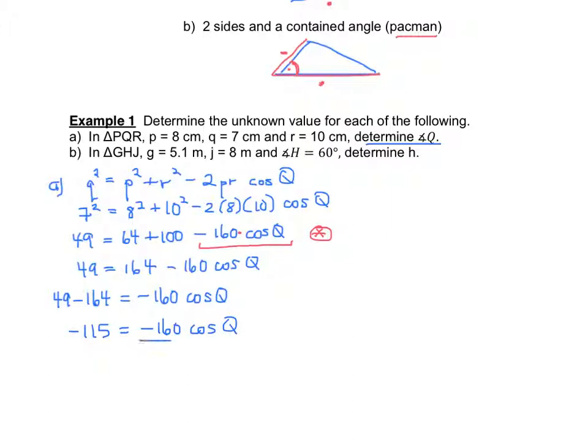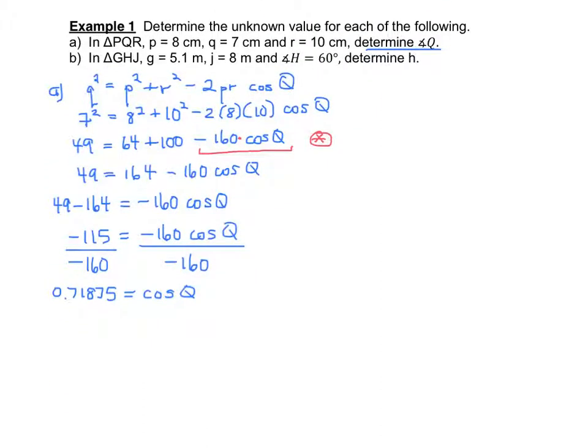Now we're trying to get cos Q by itself, so we'll divide by negative 160. Okay, on the left-hand side, when you turn this into a decimal, keep several digits. So 0.71875, we'll say. At this point, you could keep all of the digits on your calculator anyways. There's no need to retype that number. And then because you're solving for the angle, don't forget that you'll use the inverse cos button again.